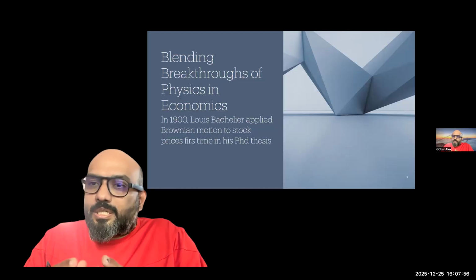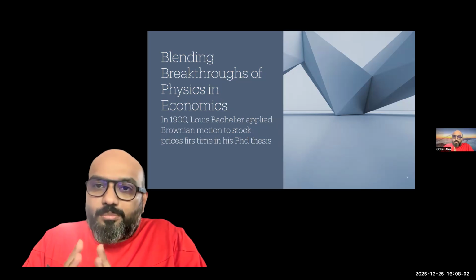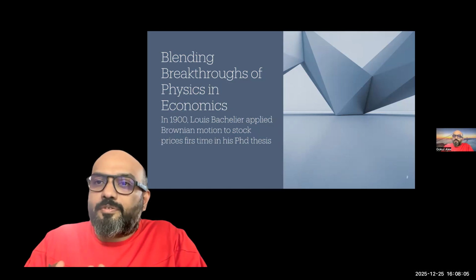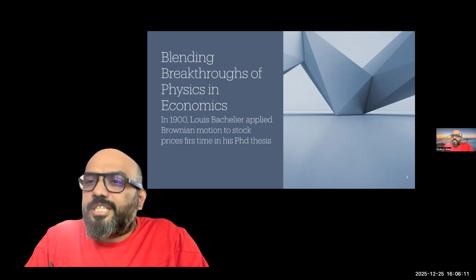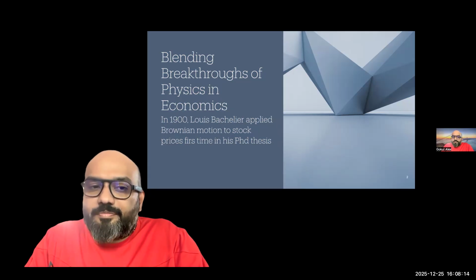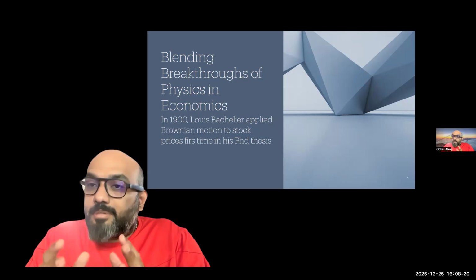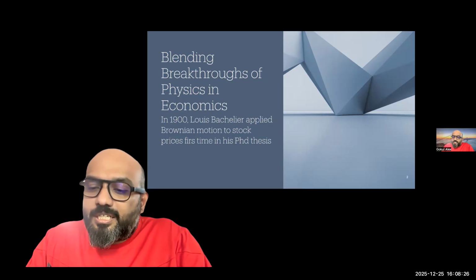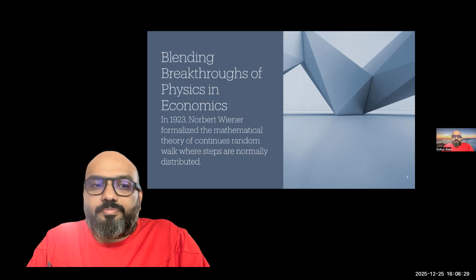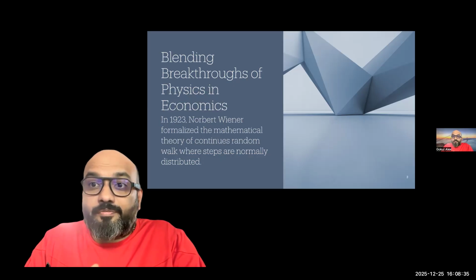So let's look at the historic emergence of the geometric Brownian motion model. The concept of Brownian motion was proposed in early 1800, around the 1820s. But in 1900, in a seminal PhD thesis, Louis Bachelier applied Brownian motion to stock prices for the first time. This is a landmark innovation.